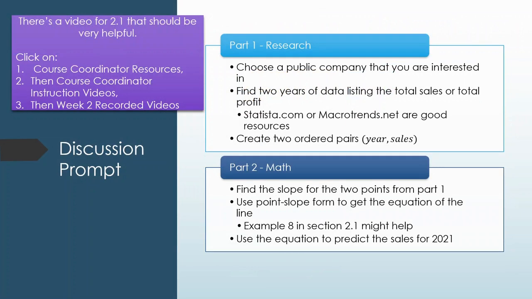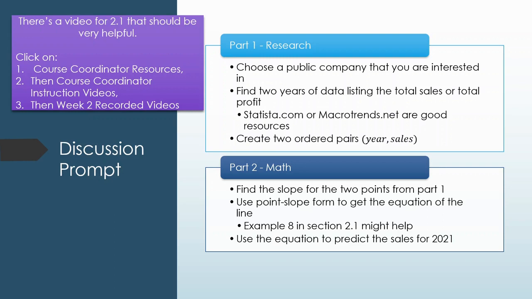So you're going to get 2 years of data, and then you're going to create 2 ordered pairs. When we create ordered pairs, we always have the year first and then our numbers. So sales data in the example that I have is revenue. That's fine. You're just trying to take a look at the money, basically. So that's the research part.